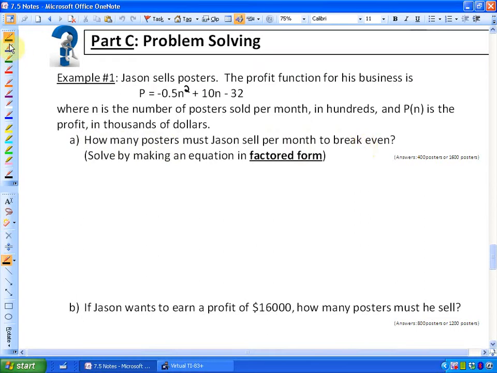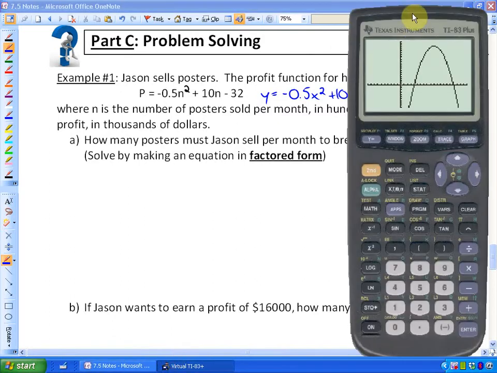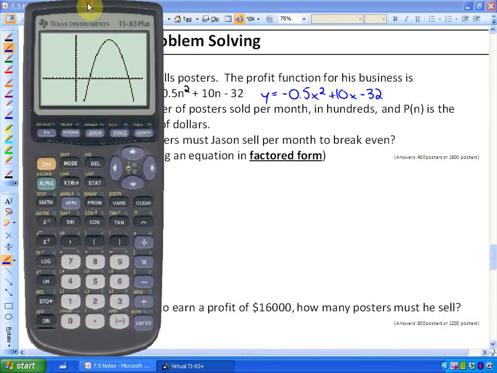So one thing to understand is that this function P is equal to negative 0.5 n squared plus 10n minus 32 could also, if you'd like to use a y and an x variable, be represented this way. And I can show you exactly what that looks like. So this could be y is equal to negative 0.5 x squared plus 10x minus 32. If I was to graph that function, here's what it looks like. So you can see here I've entered the function into my calculator and graphed it.